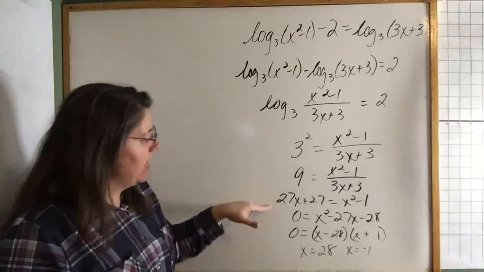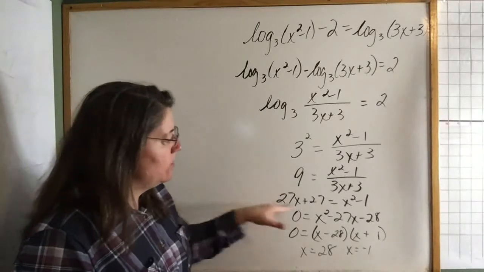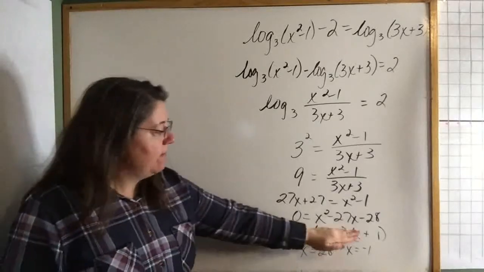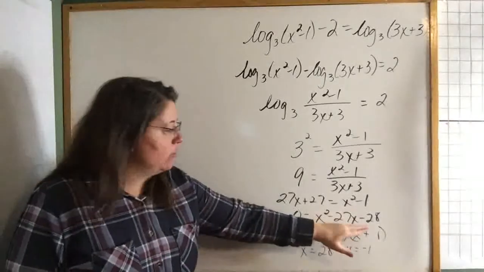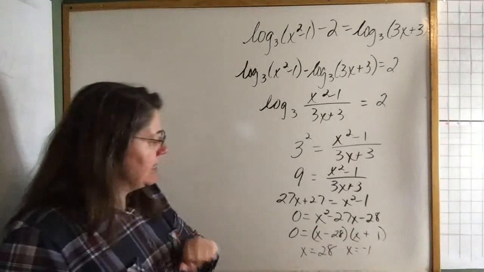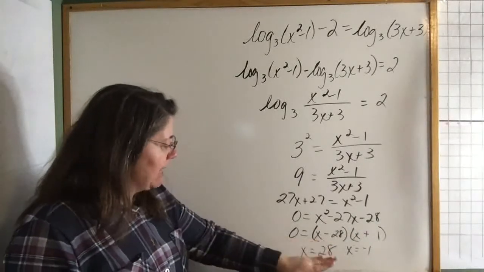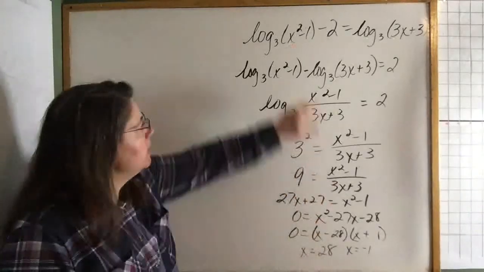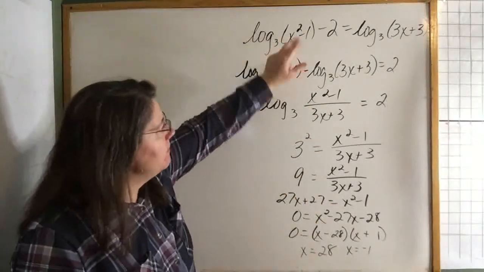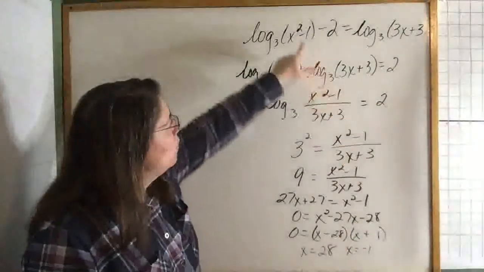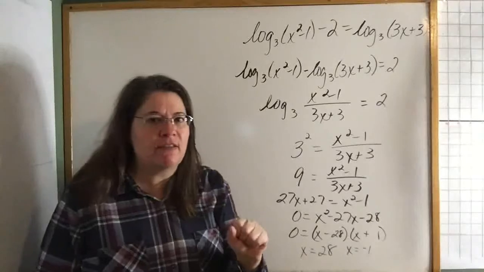Multiply this to the other side, getting 3x plus 27 equals x squared minus 1. I move everything to the other side, giving me something that is factorable. Factors of 28 that subtract to give me 27 are 28 and 1. And if I set those equal to 0, I get 2 answers, 28 and -1. Now, if I plug 28 in, it gives me a positive here, it gives me a positive here, so that's fine to keep 28. -1 is a special case.